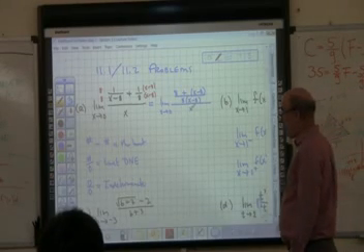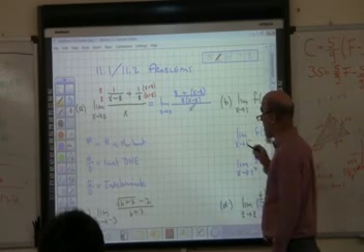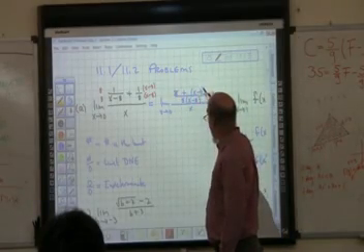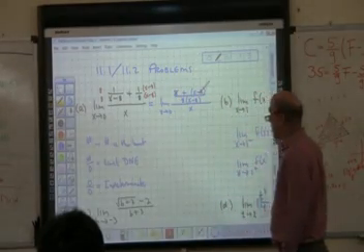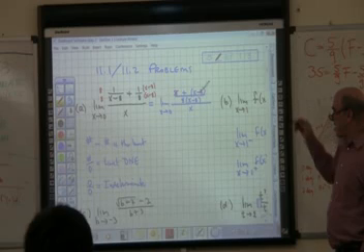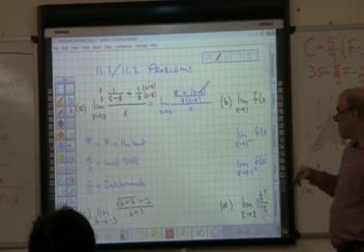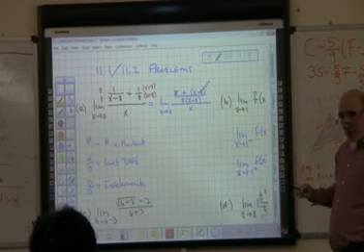Now I have some simplifying I can do. I see that I have an 8 and a minus 8. That goes away. So I have really x over 8 times x minus 8, all over x.